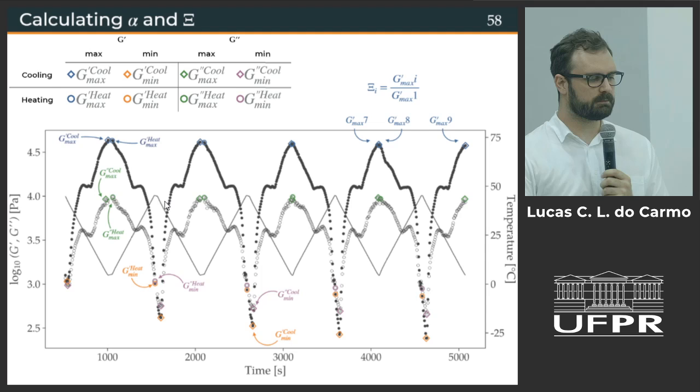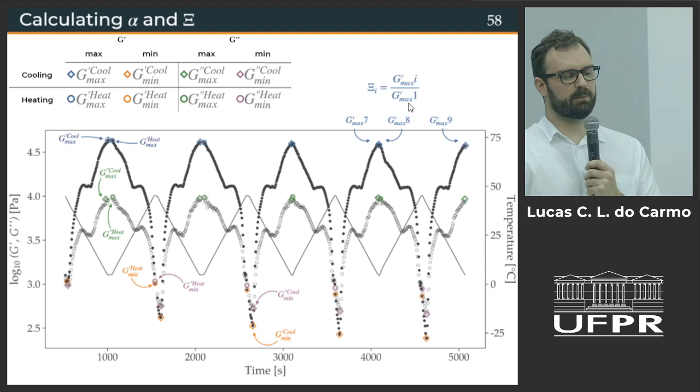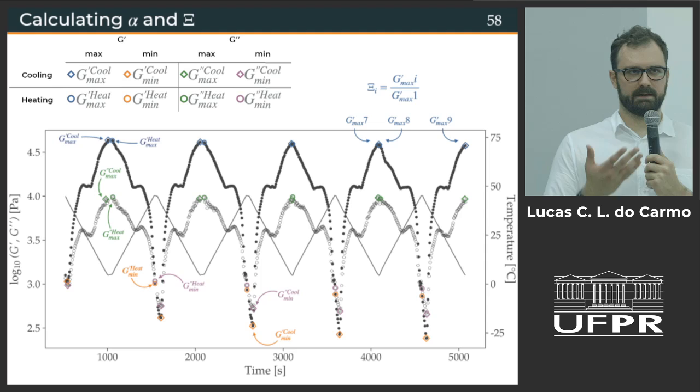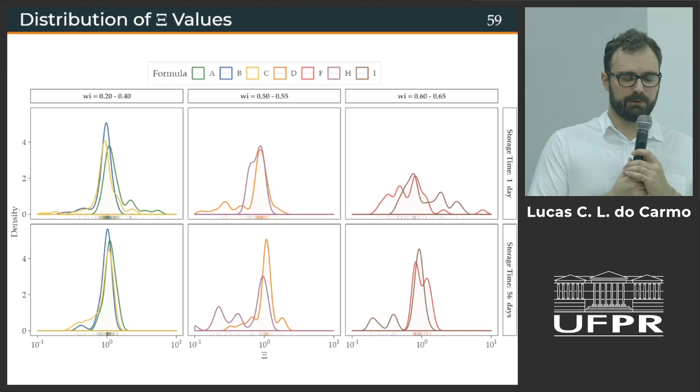So this C value here is the ratio between, in this example, G prime max, which are indicated by the arrows and the points in blue, and the first G prime value, which is this one. So by having these two parameters, alpha and C, we try to summarize these values on a density distribution here.